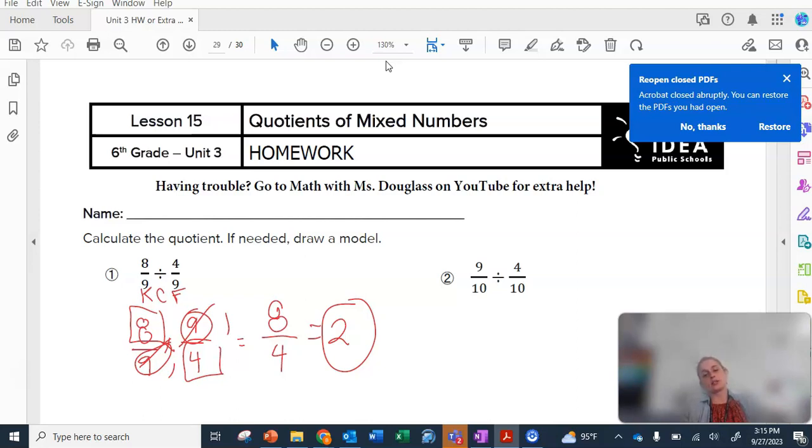9/10 divided by 4/10. Keep, change, flip, and don't forget to simplify any final answer. Like this would not be acceptable. You'd need it in the simplest form.